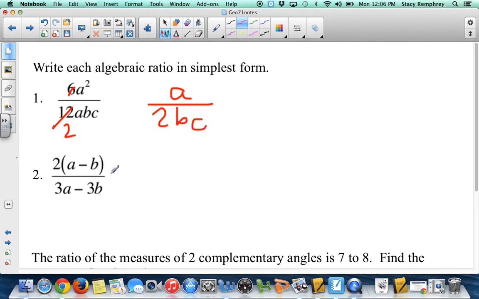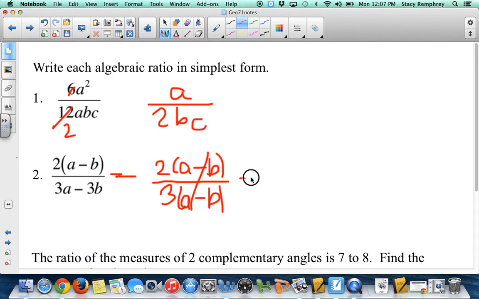Over here, you're going to need to factor out that denominator first. Remember, you cancel factors, not terms. If you're not sure what I mean by that, you can ask in class. A term is something that's added. So the first thing you need to do here is factor out. And you went over this with Mr. Lewis last year. Then I have factors now, so I can cancel out the a minus b's. And that gives me 2 over 3.